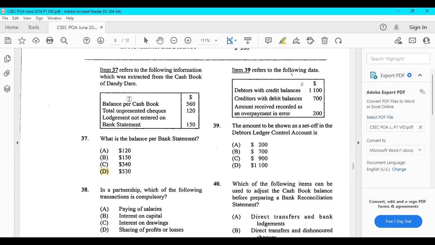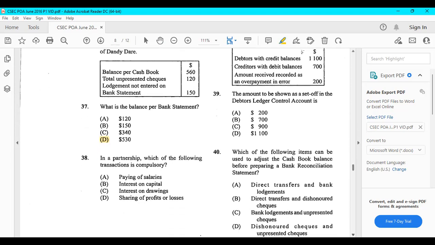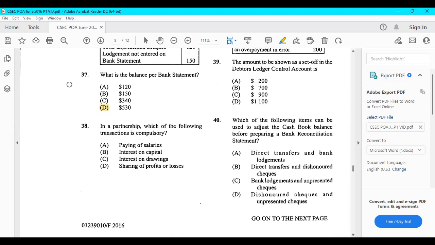Pay attention, we started with the balance per cash book. It matters which balance you start with. Trust me on that one. Go and review and you'll realize.